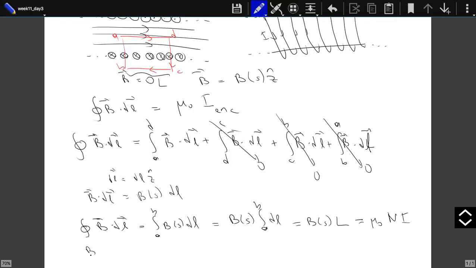And this basically tells me that Bs is mu 0 n over L times I, or mu 0 small n times I. And small n is the number of turns per unit length.